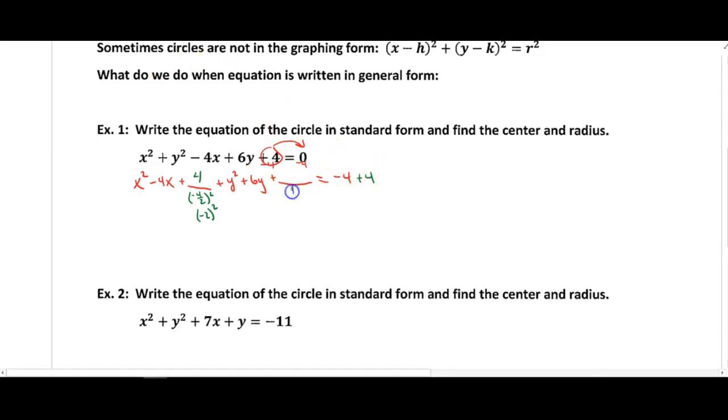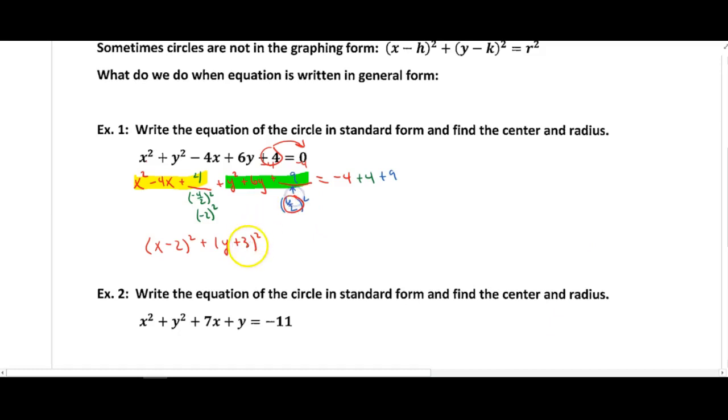Now the next one, to make it a perfect square, I'm going to take half of 6 and square it. That'll give me 9. So if I add 9 here, I'm going to go to the other side and add 9. Now what you have to understand is that this is a perfect square trinomial, and this is a perfect square trinomial. And we're going to rewrite those right now. Whatever you get when you take half of b, that's what goes inside. So it's going to be x minus 2 all squared plus y plus 3 all squared.